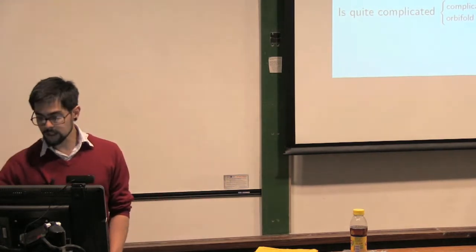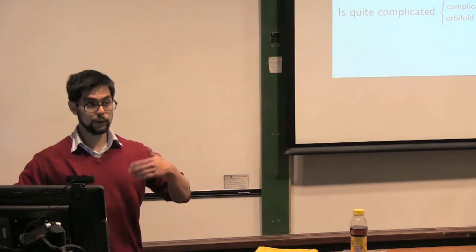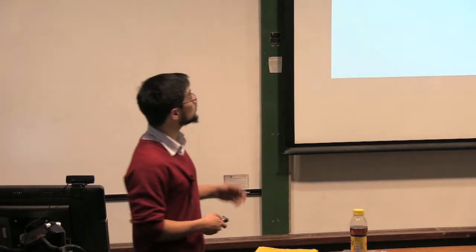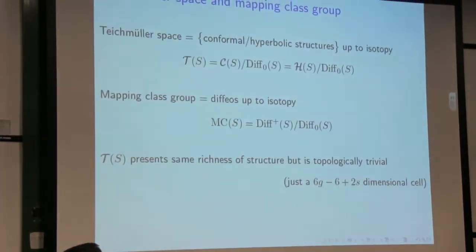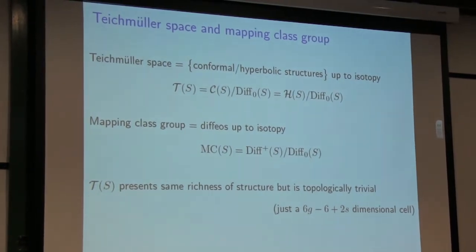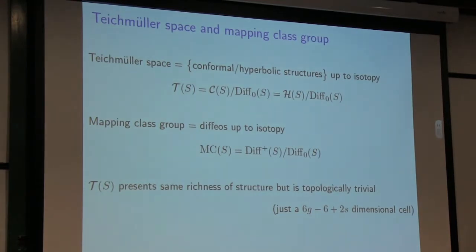Therefore, it's better to look at the universal covering space and the action of the fundamental group as deck transformations separately. And that's where Teichmüller space comes into play. Teichmüller space is the universal covering space of the Riemann moduli space, and it's defined as the space of conformal or hyperbolic structures on the surface up to small diffeomorphisms, that can be deformed smoothly to the identity or generated by vector fields, let's say like that.